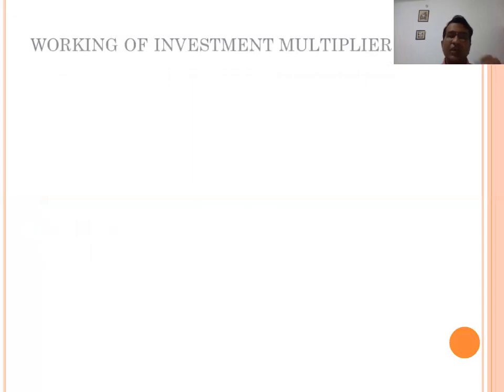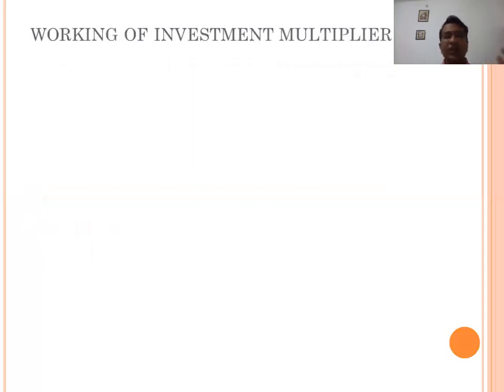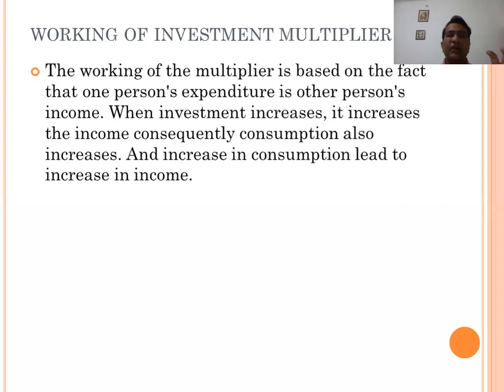Now, how this income increases is called the process or working of the investment multiplier. The working of the multiplier is based on the fact that one person's expenditure is the income of another person. If A spends, that is the income of B. If B spends, that is the income of C. When investment increases, it increases income, consequently consumption also increases, and the increase in consumption leads to an increase in income. But how much it will increase depends on the multiplier.